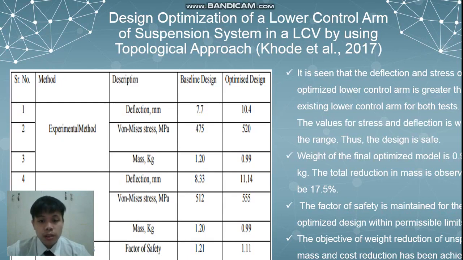This table shown is the result of this study. It is seen that the stress and deflection value for the optimized design is greater for both tests. Also, the values are within the permissible limits, which means that the design is safe. The mass reduced is also 17.5% since the weight changed from 1.20 kilograms to 0.99 kilograms. The factor of safety was also kept for the optimized design, and the objective of weight reduction and cost reduction has been achieved in this study.